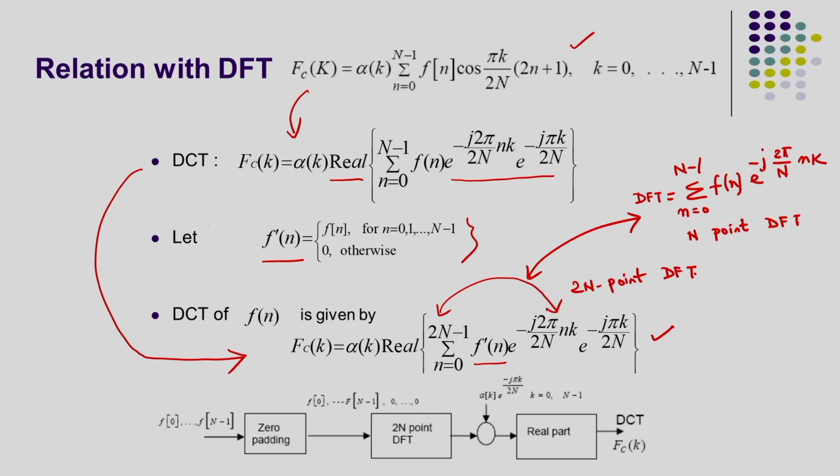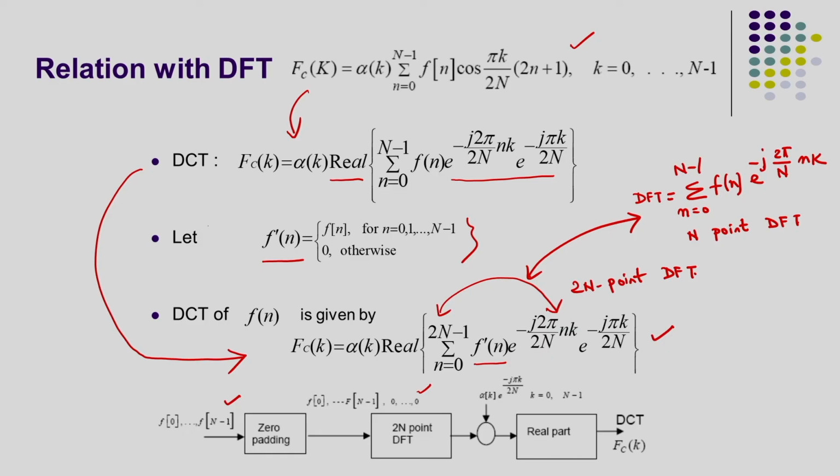So, how to get the DCT from the DFT? If you see this block diagram, you can see the input data sequence is f0, f1 up to f n minus 1. This is my input data sequence. After this, I want to get a new data sequence. The new data sequence is f dash n. So, for this I have to do the 0 padding. So, I am doing the 0 padding. So, what will be the length of the new sequence? The length of the new sequence will be twice n. So, it is from 0 to twice n minus 1.